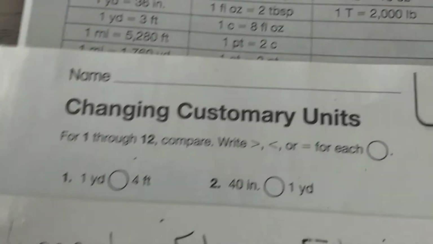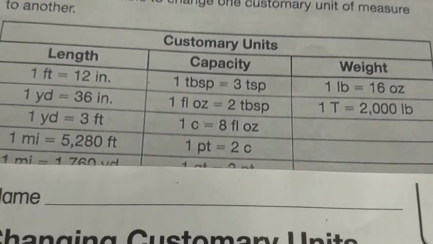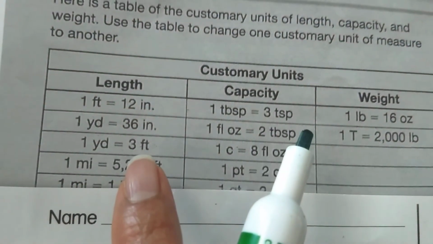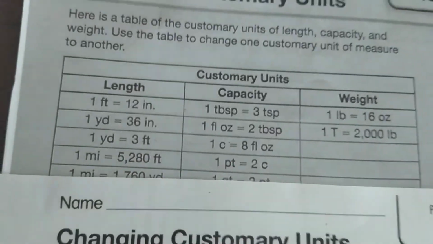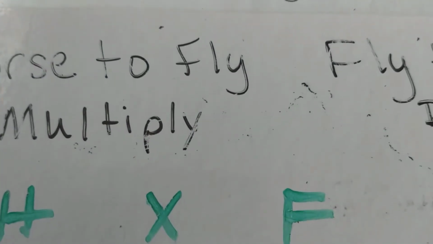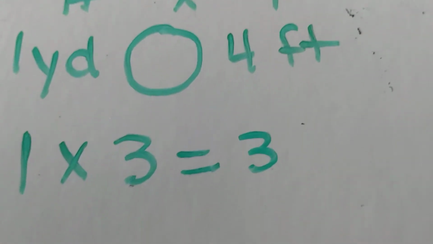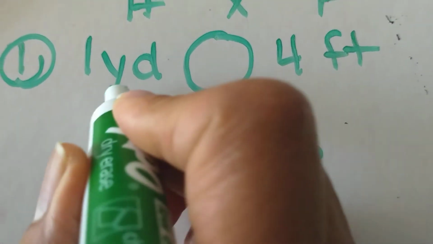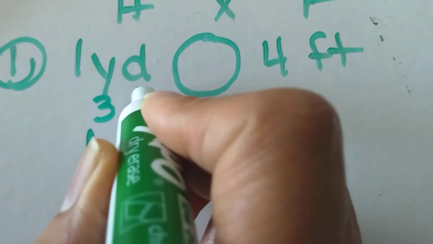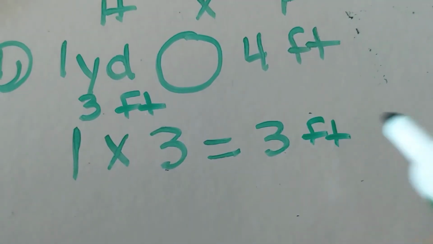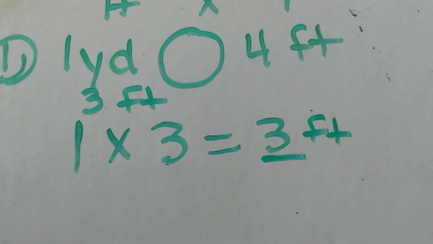So go back up to my chart and I look and I'm comparing yards to feet, right? 1 yard equals 3 feet, right? So I'm going to multiply by 3. And 1 times 3 is, of course, 3, right? Pretty simple. So 1 yard equals 3 feet. I'm going to go ahead and put feet here so you know what I'm doing here.